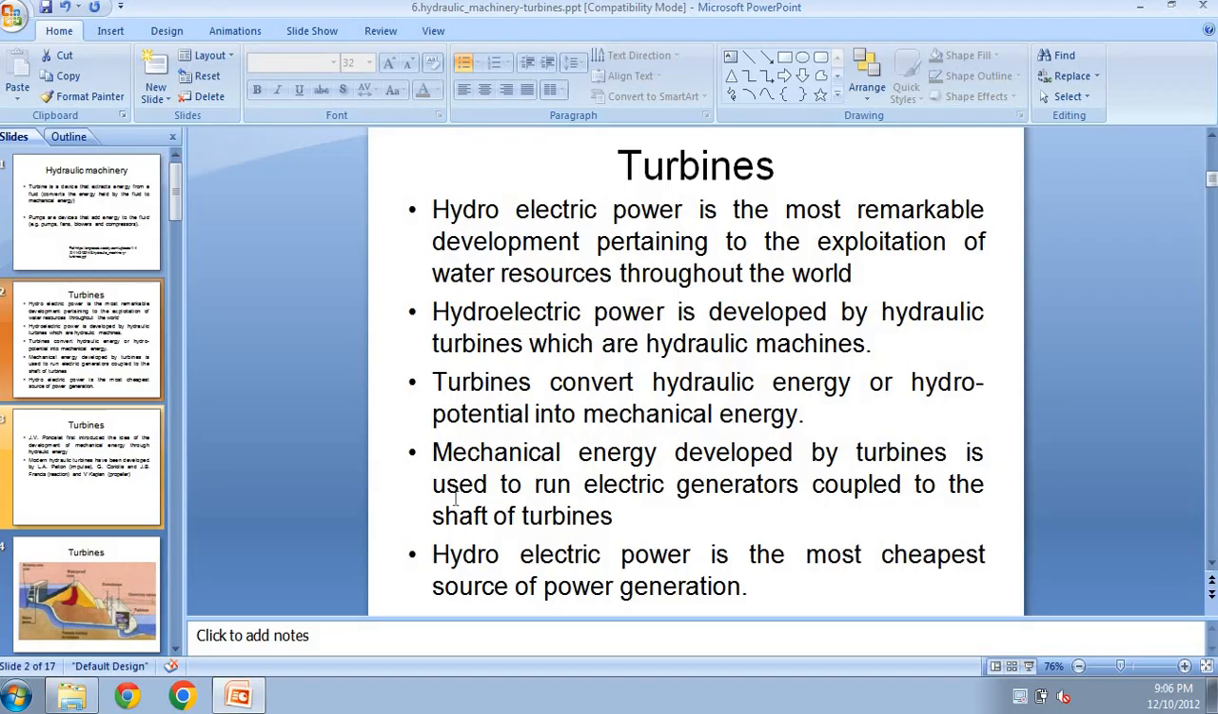These turbines convert hydraulic energy into mechanical energy, and this mechanical energy is attached to generators, which then convert it into electricity or electric energy. Hydroelectric power is the cheapest source of power generation, so this type of turbine is normally utilized for power generation.